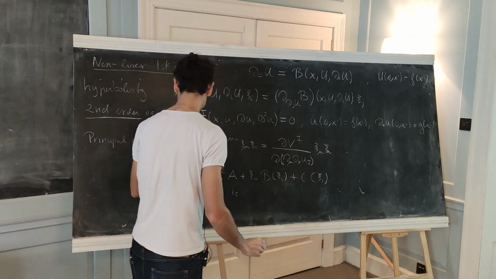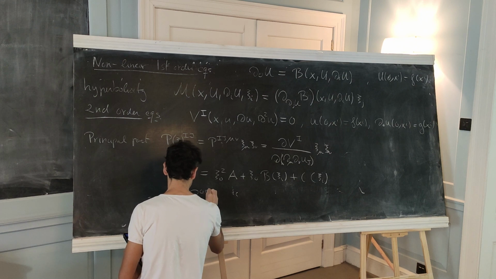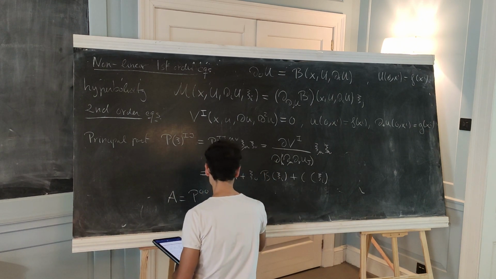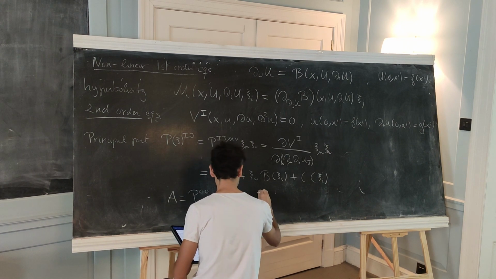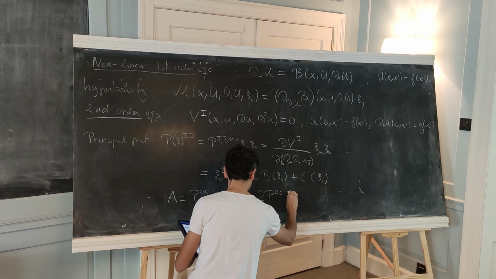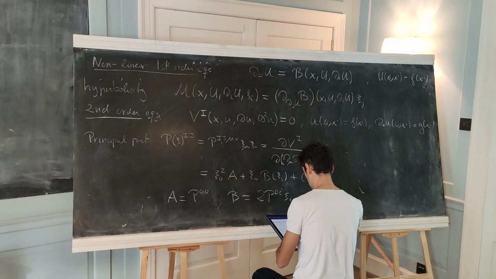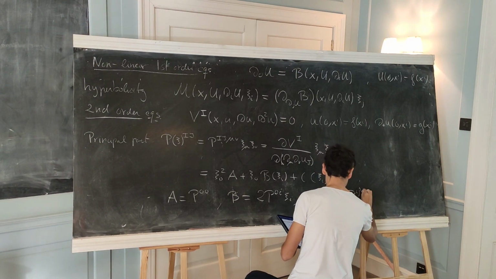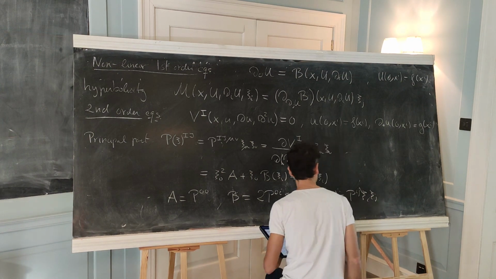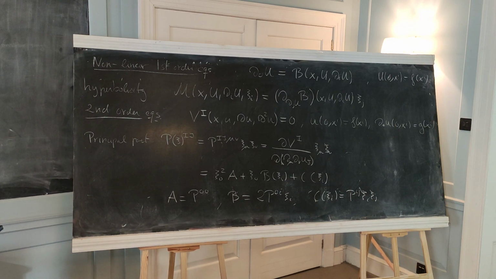Okay, you just expand this, and A is when this mu and nu are both time derivatives, B is when you've got a time and a space derivative, and C is just a term with two space derivatives. Okay. So this is the principal part.